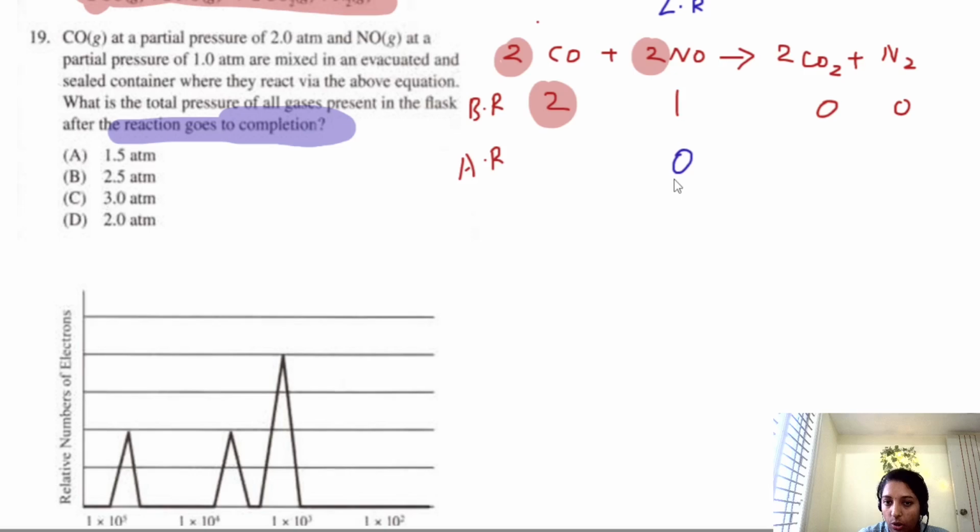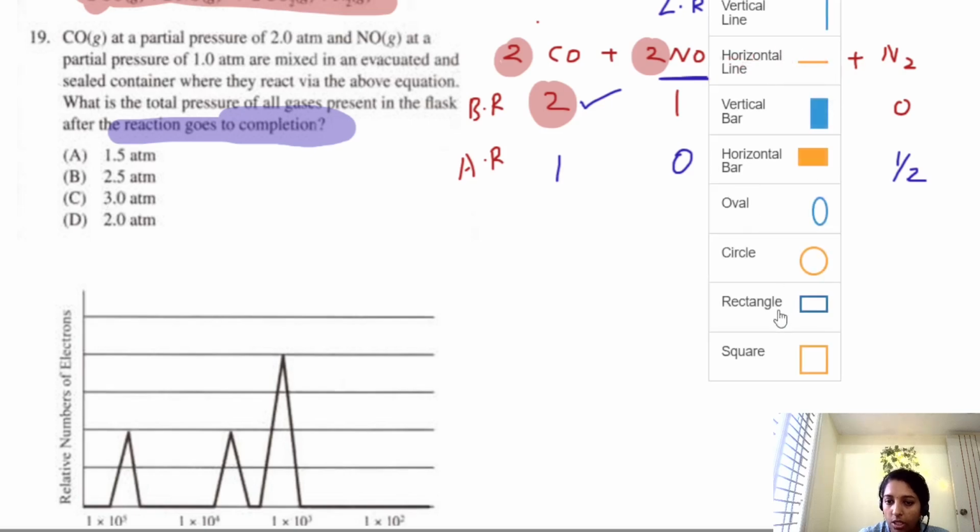So after the reaction, NO will be 0. So what is the CO? Initially it is 2. It is a 2 to 2 ratio, so 1 NO needs 1 CO. So after reaction, there will be 1 CO left. 1 CO is consumed and 1 NO is consumed. See the ratio: 2 NO gives 2 CO2, which means 1 NO gives 1 CO2, and 2 NO gives 1 N2, so 1 NO gives half N2.